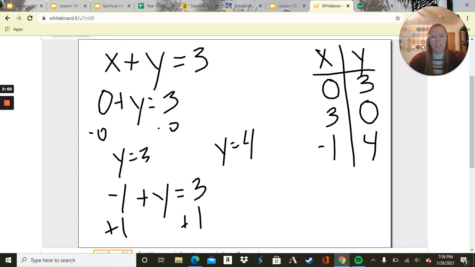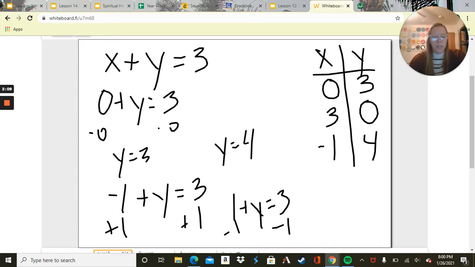Okay, now let's do +1. We have 1 plus y equals 3. Subtract 1, y equals 2. Okay, so we have 1, 2. Now we're going to plot those points.